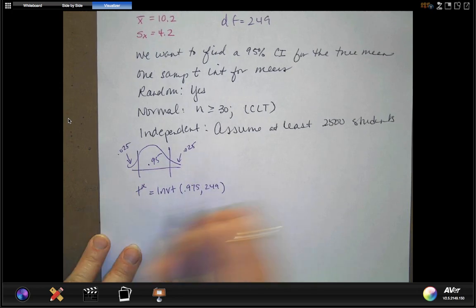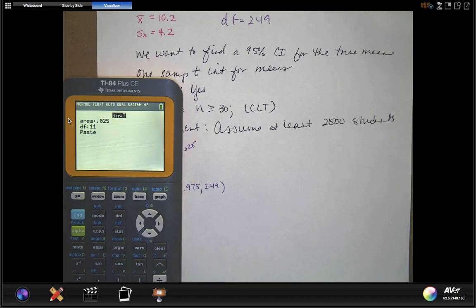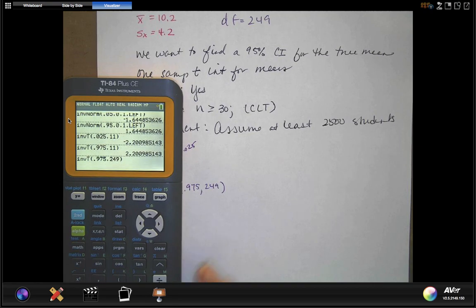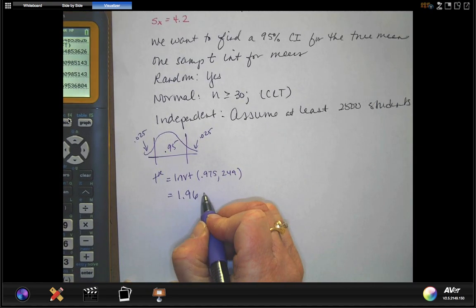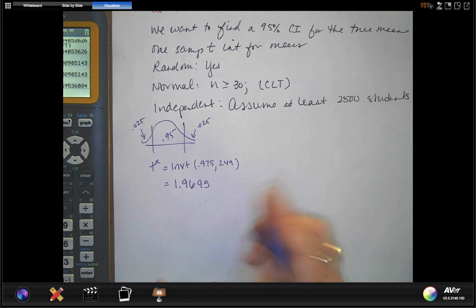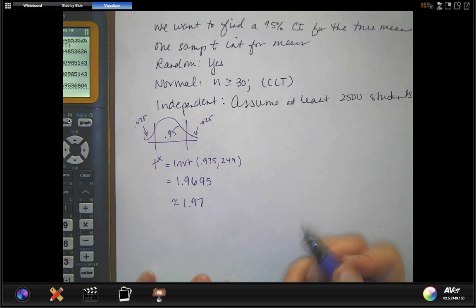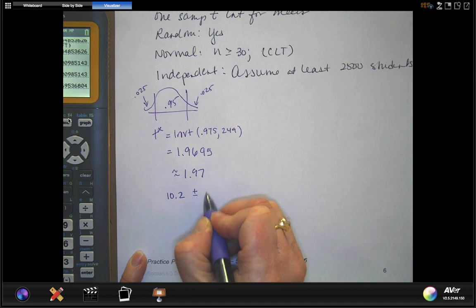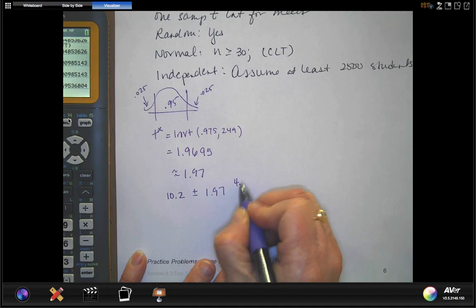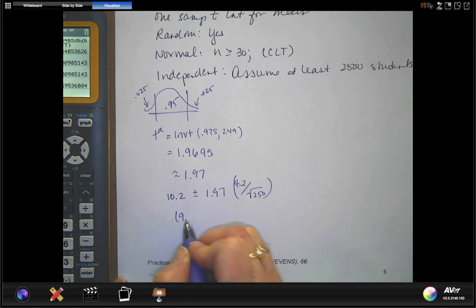There's my degrees of freedom. All right, so if you wanted to round that to 3 decimal places, we'd round it to 1.97, okay? So if I was using the formula, I'd have my x bar plus or minus this 1.97, 4.2 over the square root of 250. Okay, if I did it that way, I'd get this answer.